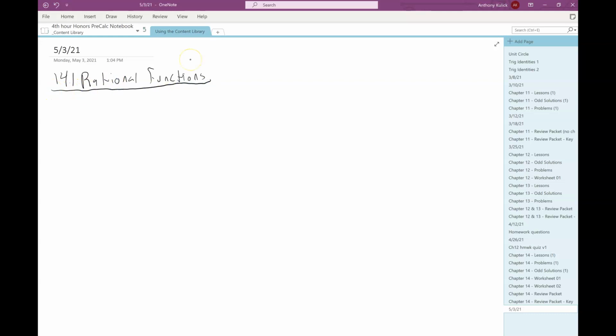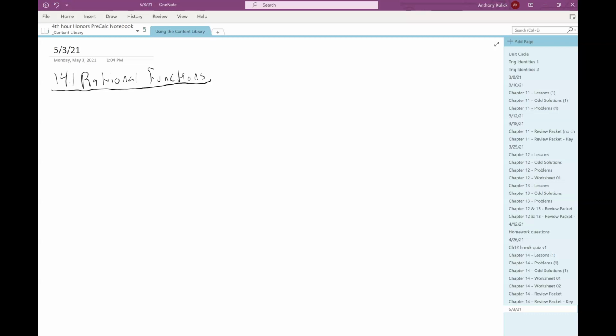Rational functions. This is another topic that we looked at in our Algebra 3-4 courses, so this should be at least partially familiar or review, which is nice, right? It usually helps things go a little bit quicker, a little bit easier for us, which nobody's going to complain about.